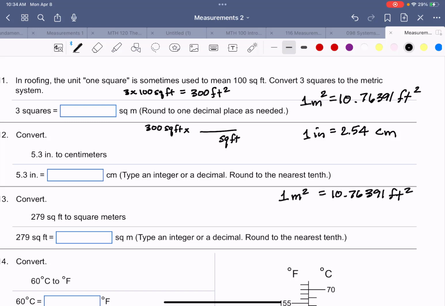and we're going to look at our conversion factor, and I've written it here, and you can find it in your chart, 10.76391 square feet and 1 square meter. So we're going to end up dividing the 300 by the 10.76391.